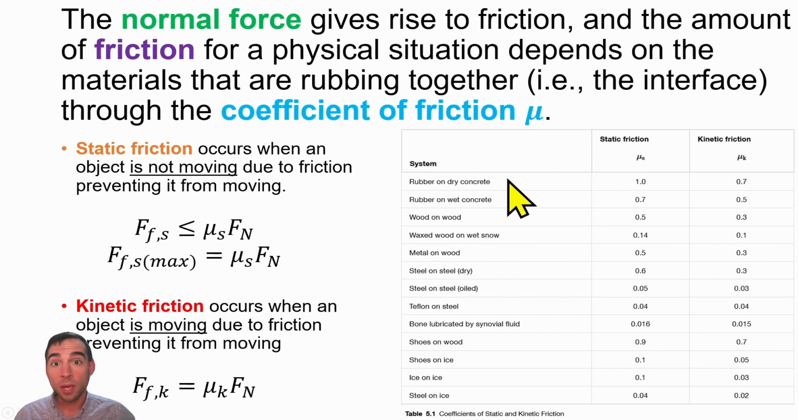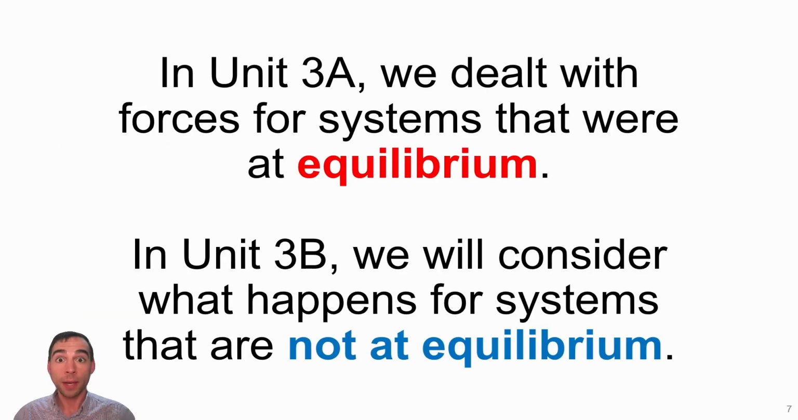For example, if you're driving your car with your rubber tires, those experience a different amount of friction depending on if the road is dry or if it is wet. You'll see that when the road is dry, the friction coefficient is much higher than when it's wet. So a high friction coefficient means there will be a lot of friction. So that covers all the forces that we'll need for Unit 3.